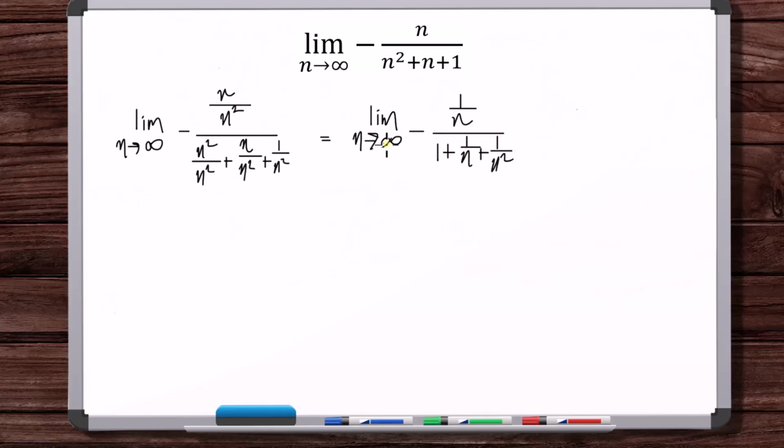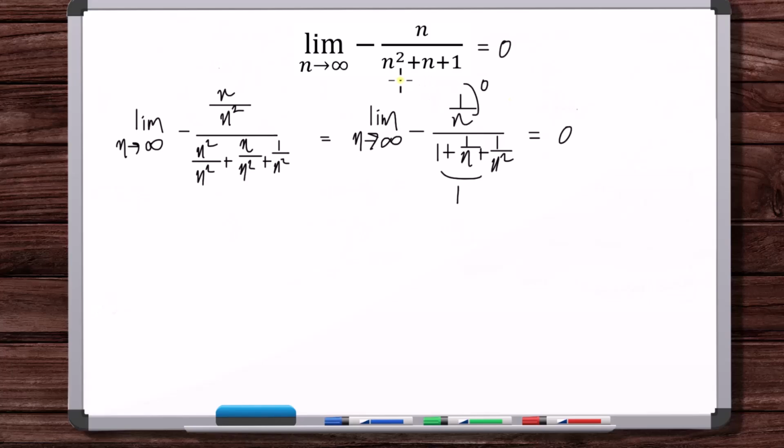all right, so now when we plug in infinity, you have 1 over infinity goes to 0. 1 over infinity goes to 0. 1 over infinity squared goes to 0. 1 plus 0, the denominator goes to 1. So this entire limit goes to minus 0 divided by 1, or just 0.